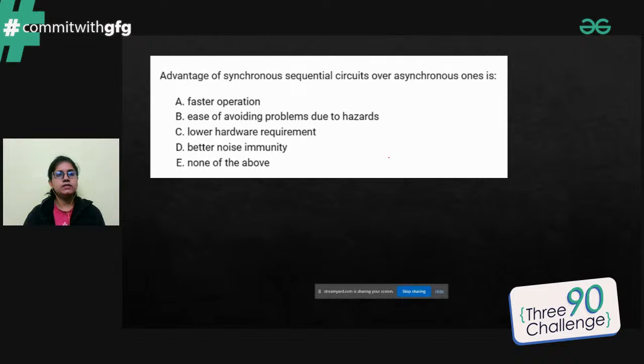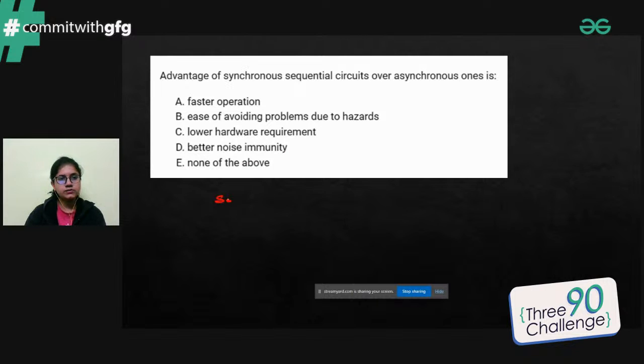Okay, let's begin with the session. So you can see the first question. It is the advantage of synchronous sequential circuits over asynchronous ones. Option A is faster operation. Option B is ease of avoiding problems due to hazards. Option C is a lower hardware requirement. Option D is better noise immunity, and option E is none of the above.